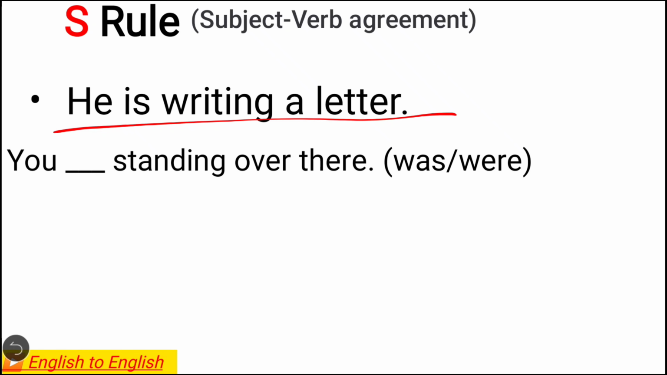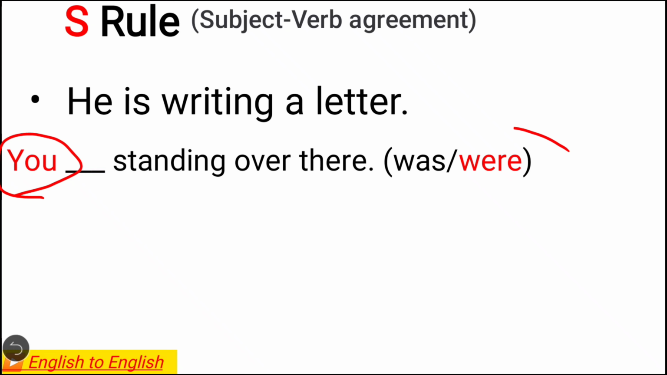Okay, we got one more question. You dash standing over there. So, you was standing over there or you were standing over there? What is the number of the subject? You. We know that it is a plural subject. So we have to find out the plural helping verb, that is were, because was is containing S, and it can be used with only and only a singular subject, because singular also contains S.